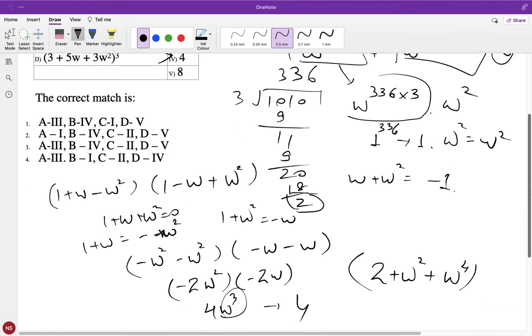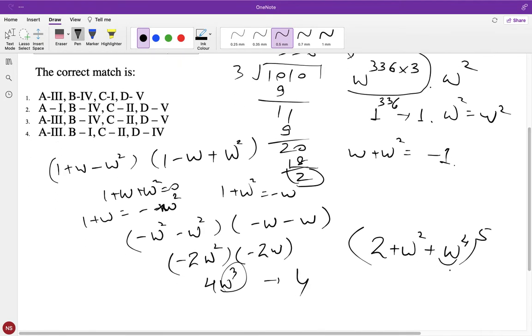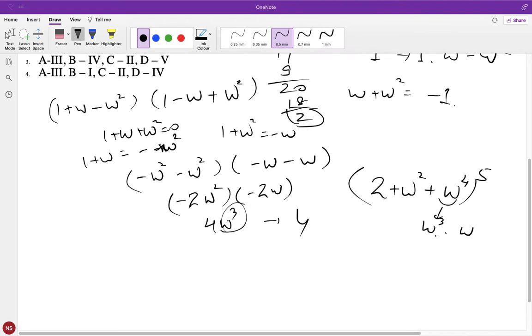And I think whole raised to the power 5. Omega 4 is what? Omega cube into omega. Easy. Omega cube is 1. So this is just omega. So this is 2 plus omega square plus omega raised to the power 5.